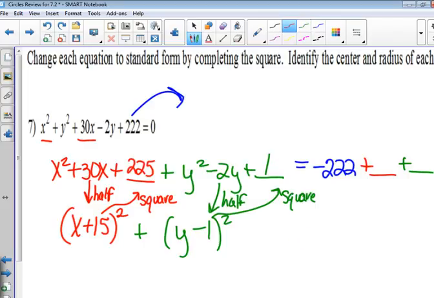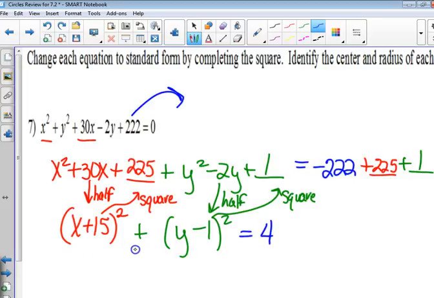Oh, wait a minute. Whatever we put in the red on this side, we got to put in the red on this side. Whatever we put in the green, we got to put in the green on this side. Okay. Equals negative 222 plus 225 is 3, plus 1 more is 4. Is that standard form? Yes.